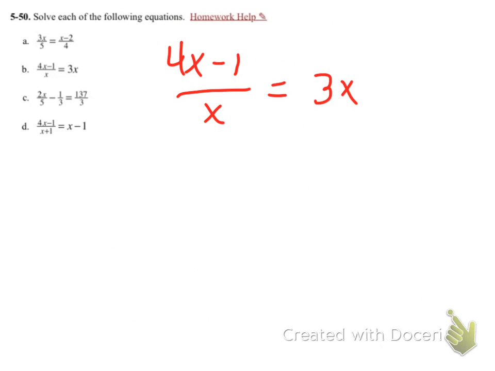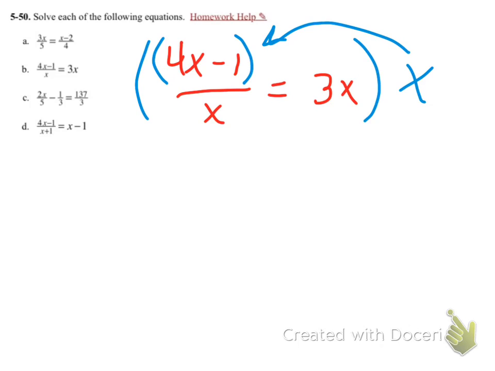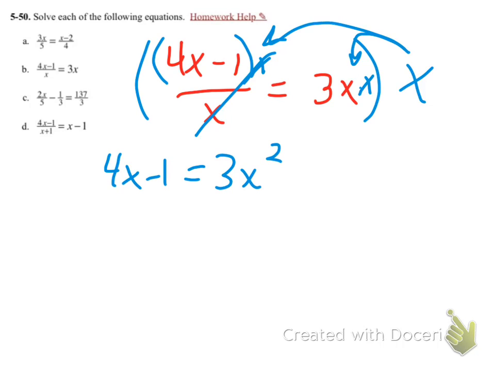So problem B, my only denominator I have is x. So I'm going to multiply everything by x. Multiply here, and multiply here. X over x makes a giant 1. I'm left with 4x minus 1 equals 3x squared.